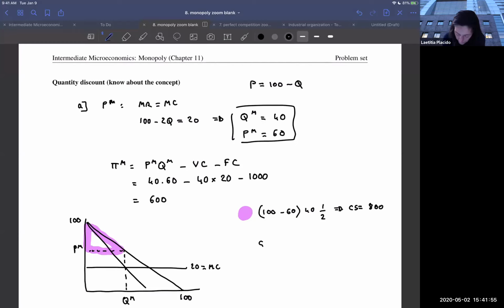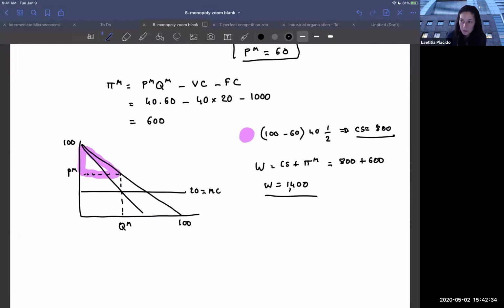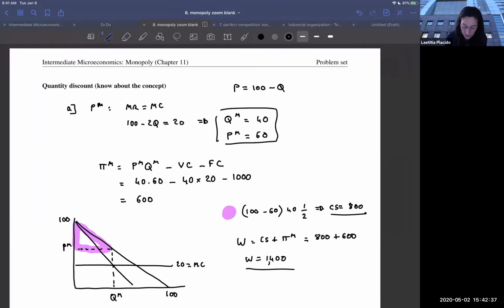So now what is social welfare? Welfare, usually you call it W, social welfare, is consumer surplus plus the profit in equilibrium. So that's 800 plus 600. So welfare is 1400. All right, so this is our benchmark. I see your question. I'm going to answer as soon as I'm done with this.